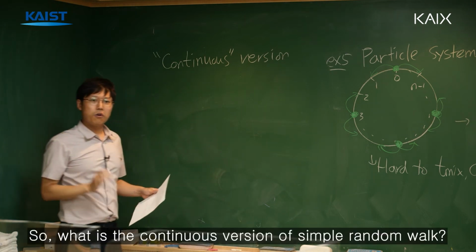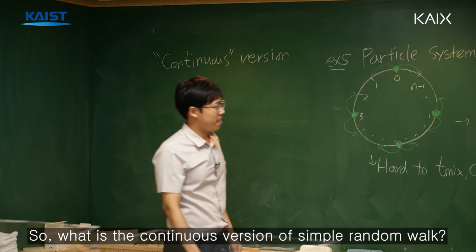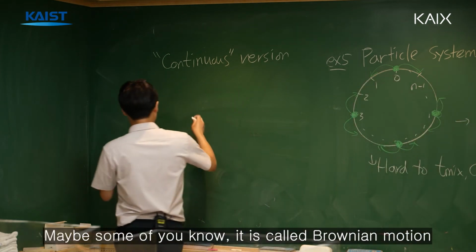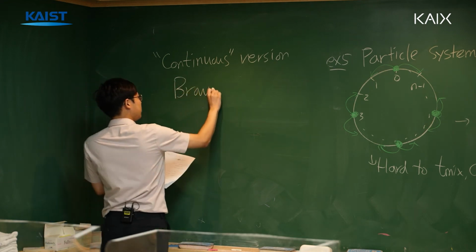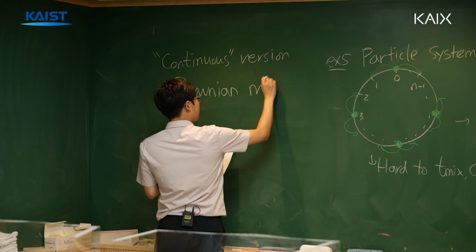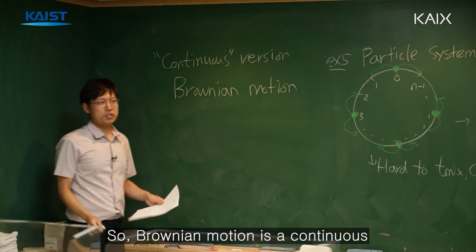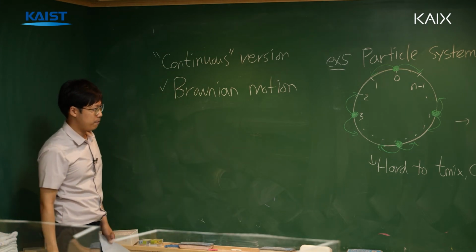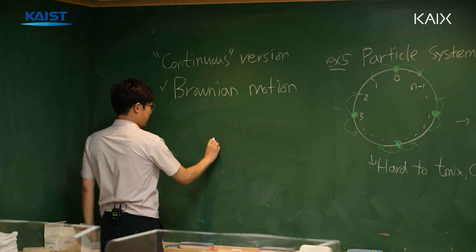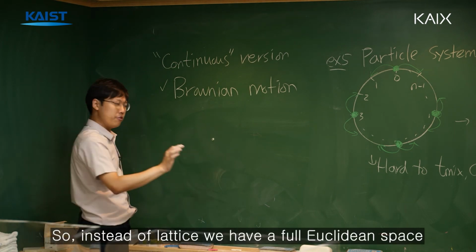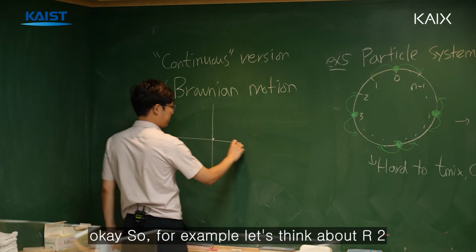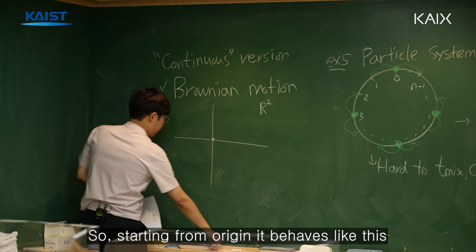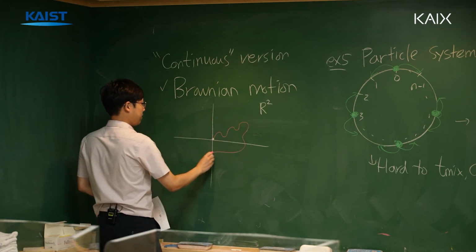Okay. So what is the continuous version of simple random walk? Maybe some of you know, it is called Brownian motion. So Brownian motion is a continuous version of simple random walk. So instead of a lattice, we have a full Euclidean space. For example, let's think about R2. Starting from the origin, it behaves like this.